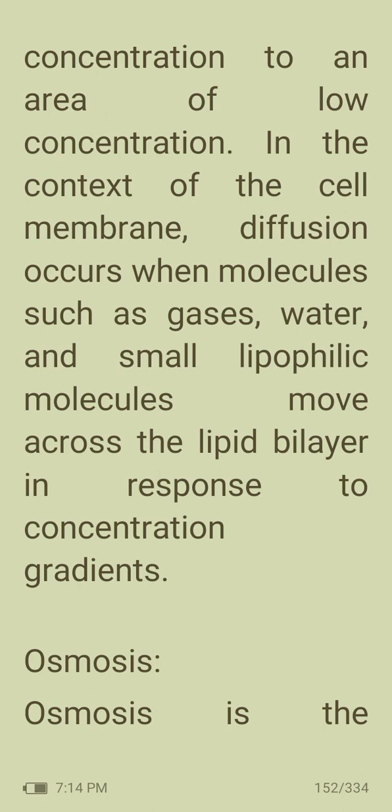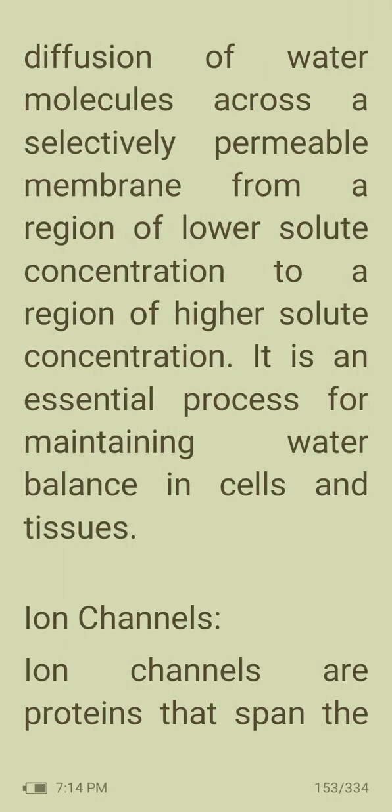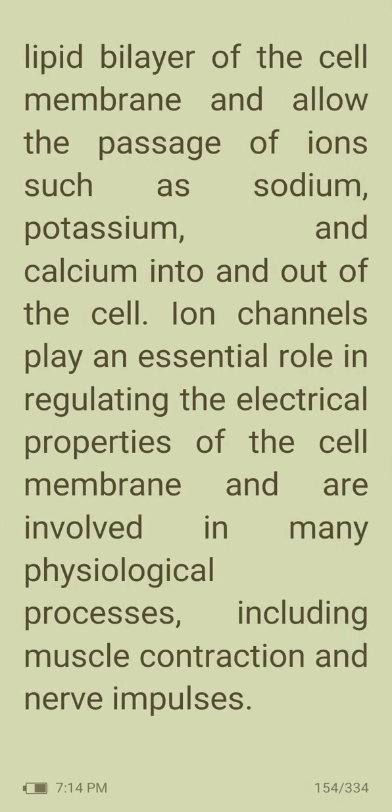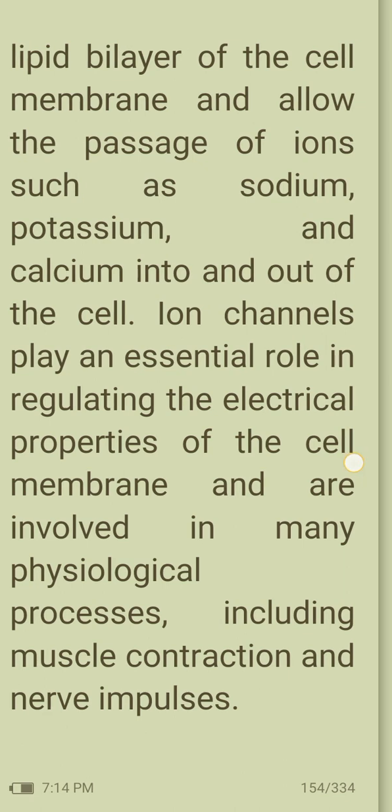Next topic, osmosis. Osmosis is the diffusion of water molecules across a selectively permeable membrane from the region of lower solute concentration to a region of higher solute concentration. It is an essential process for maintaining water balance in cells and tissues. Ion channels are proteins that span the lipid bilayer of the cell membrane and allow the passage of ions such as sodium, potassium, and calcium into and out of the cell. Ion channels play an essential role in regulating the electrical properties of the cell membrane and are involved in many physiological processes including muscle contraction and nerve impulses.